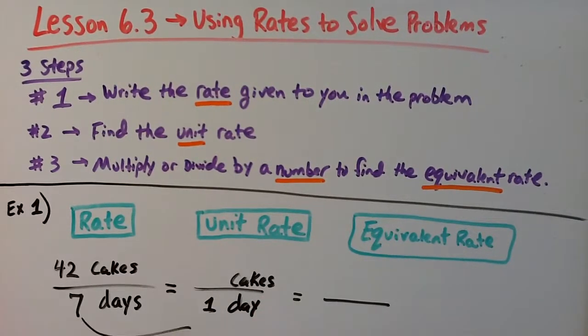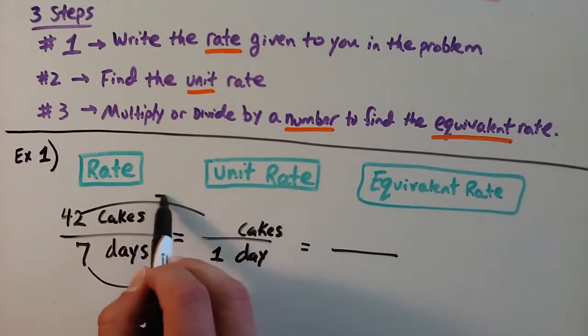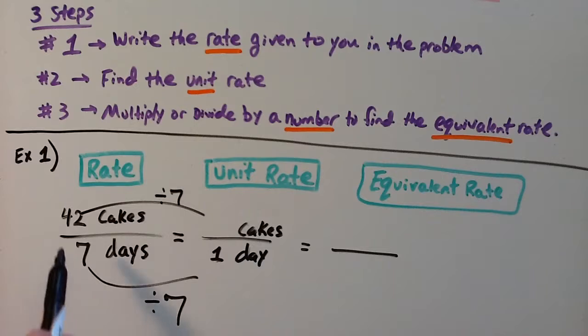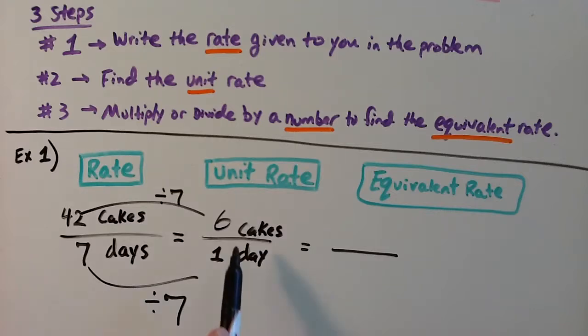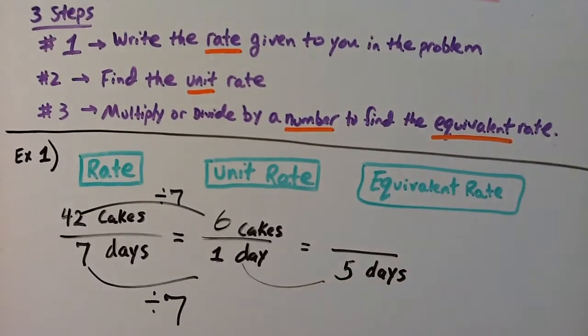Well, to get from 7 to 1, I divide by 7, and if I divide by 7 on the bottom, I also divide by 7 in the top of my rate. And I know 42 divided by 7 is 6, right? So if he makes 42 cakes in 7 days, that means that his unit rate is making 6 cakes per 1 day, or 6 cakes per day. And if I know he makes 6 cakes per day, and I want to find out how many cakes he can make in 5 days, right? That was the question. That's what I'm looking for.